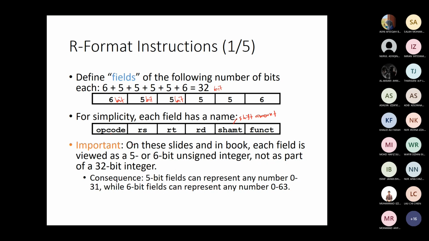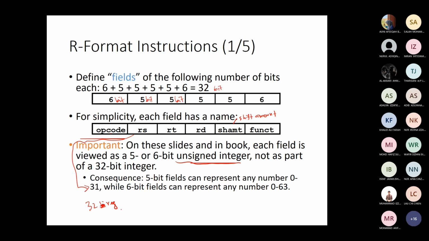So important: on these slides and in the book, each field is viewed as a 5 or 6 bit unsigned integer. It's an unsigned integer, not part of a 32 bit integer. So the consequence is that the 5 bit fields can represent any number from 0 to 31. Where does it come from? The number of the registers. So we have register numbers from 0 to 31, right? So we have 32 registers in MIPS.